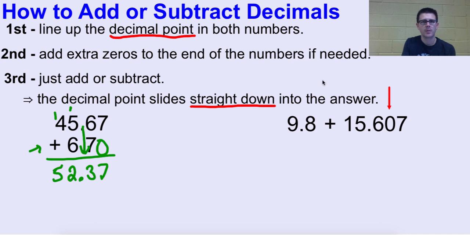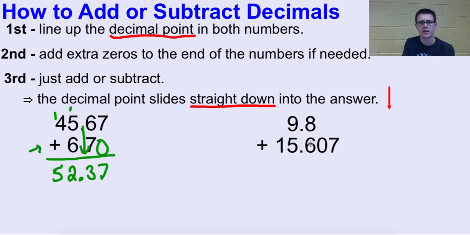Next one, same idea. We're going to take the second number and we're going to slide it underneath until it lines up with the first number. Okay? Whenever one is longer than the other, we're going to go in and add in our extra zeros. And then again, it's an addition problem. So you're just adding down each of the columns.